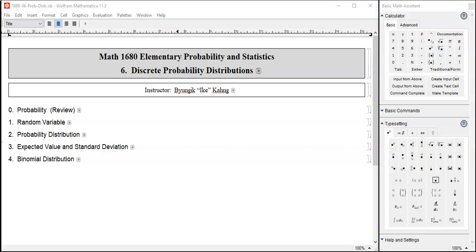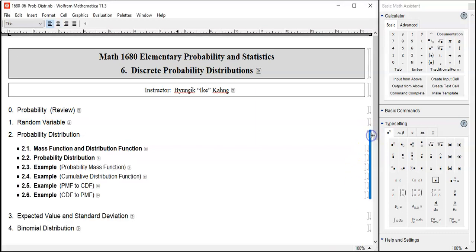Hello students, in this exercise we're going to study how to get the PMF, the probability mass function, from a known CDF, cumulative distribution function. What are the PMF and CDF?